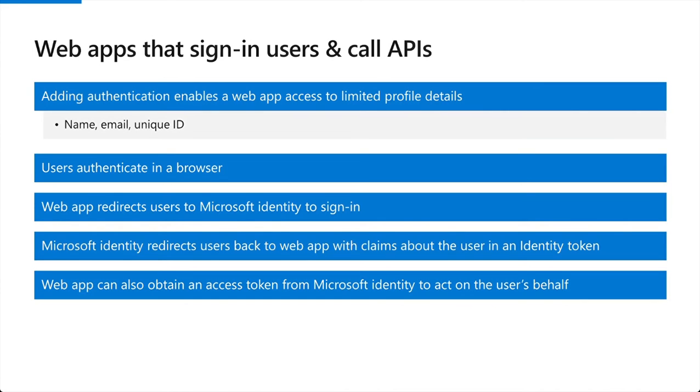The next scenario we're going to look at are web apps that sign in users and call APIs. Now, this is more traditional web applications that do use a server-side call. In this case, the web application is going to direct the user to sign in to Microsoft Identity using a full-on redirect. Microsoft Identity then returns a sign-in response through the user's browser, which contains claims about the user and an identity token. As a second phase, you can also enable your application to call web APIs on behalf of the signed-in user.